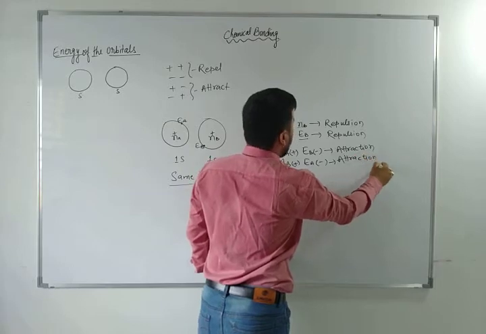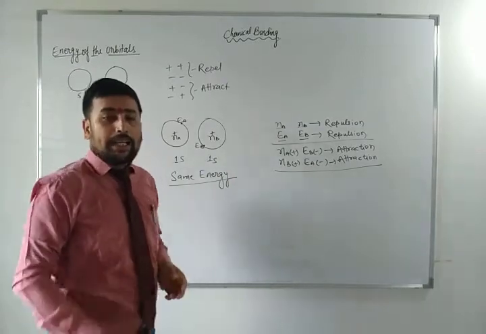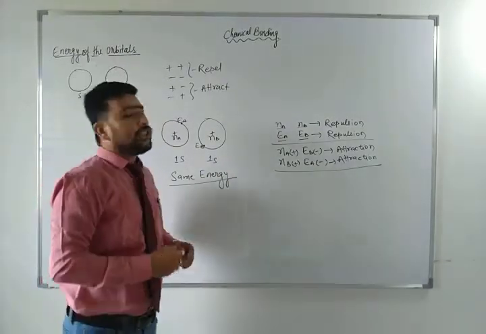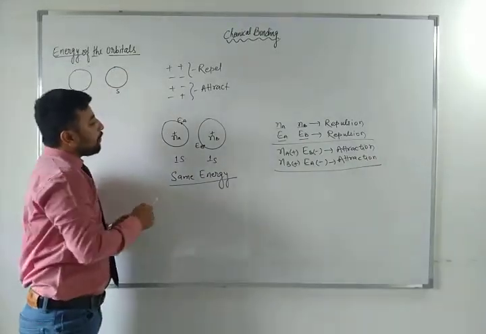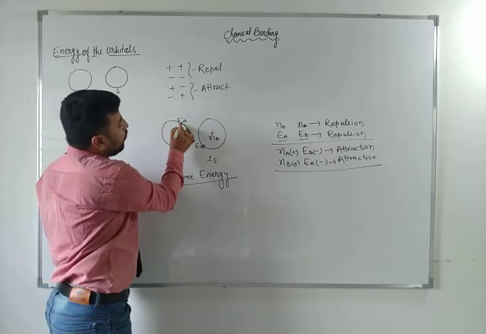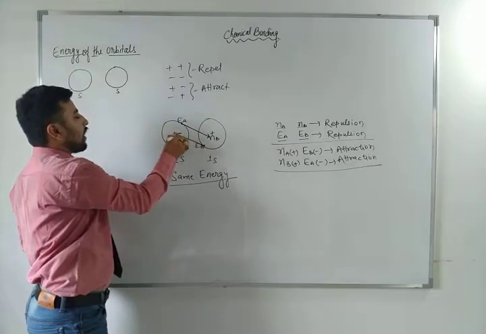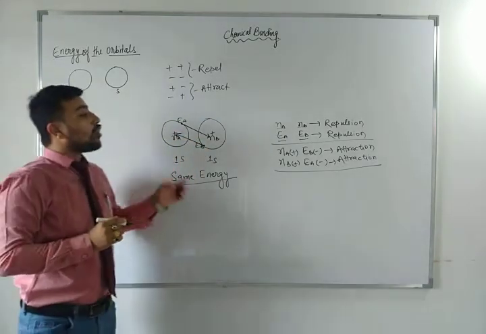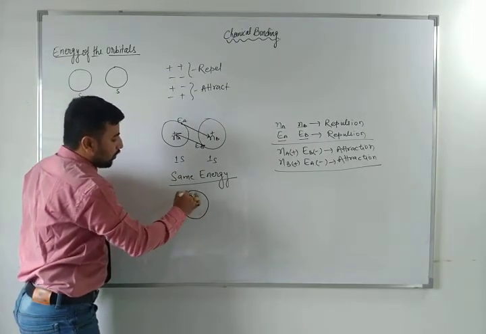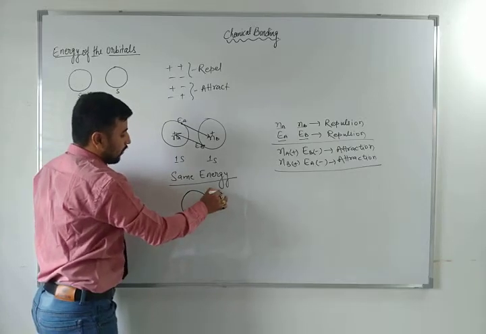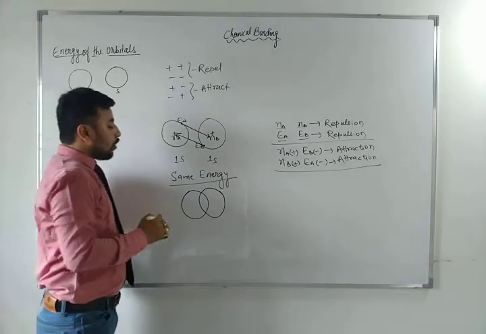Why attraction and why repulsion? Because already I have told you, the same charges repel each other and dissimilar charges attract each other. So what will happen? This electron will be attracted by this nucleus and this electron will be attracted by this nucleus. So because of this attraction, the first orbital will come closer to the second orbital's nucleus. So there will be overlapping. What will there be? Overlapping.